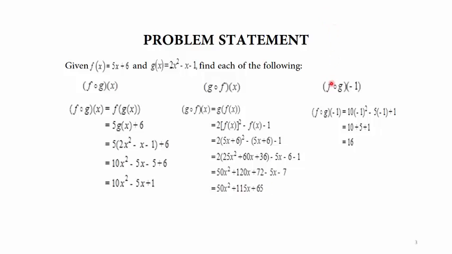Therefore, what is the composition of the function f with g given the input value of negative 1? This is the same thing as, I need to go back to the result that I have here. After all, the composition of the function f with g is given by this rule. So I need to replace x with negative 1. That's what you see here. And then try to simplify the expression that I have. I end up with 16.